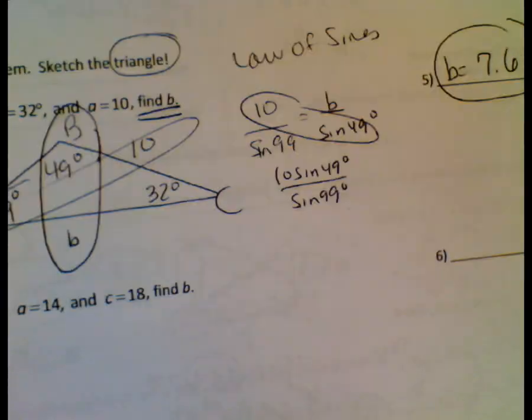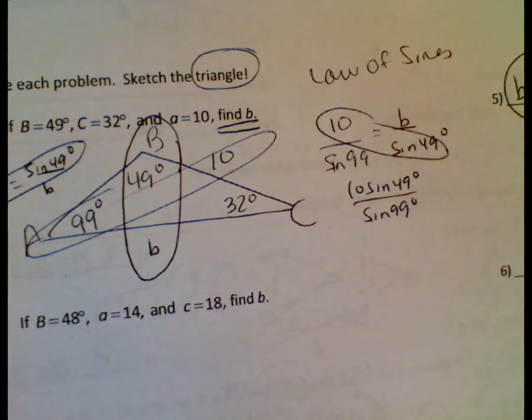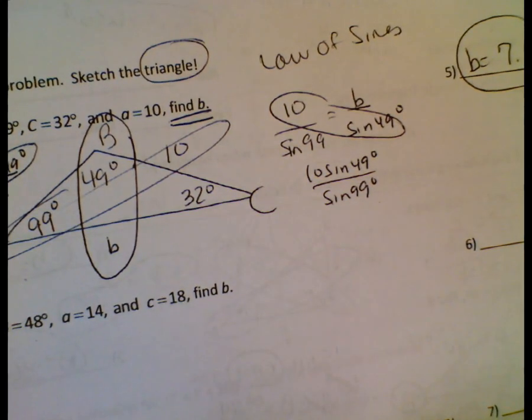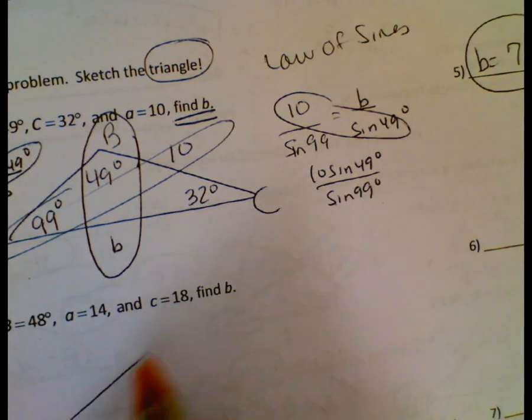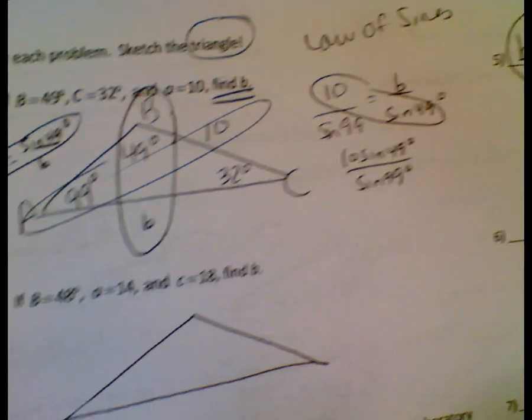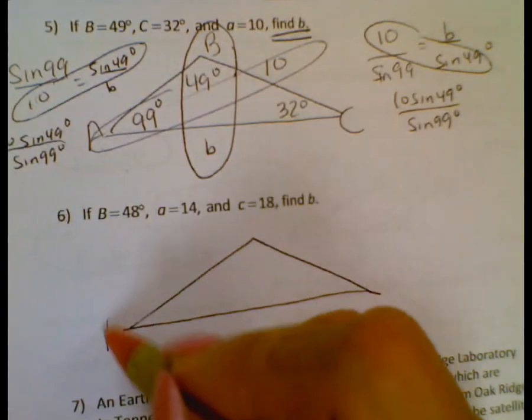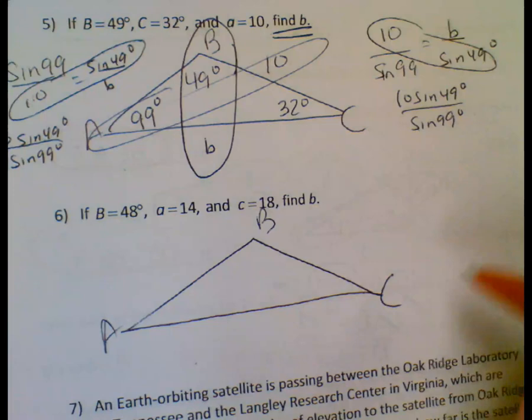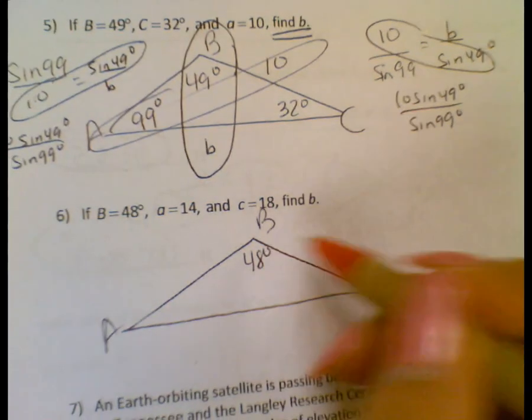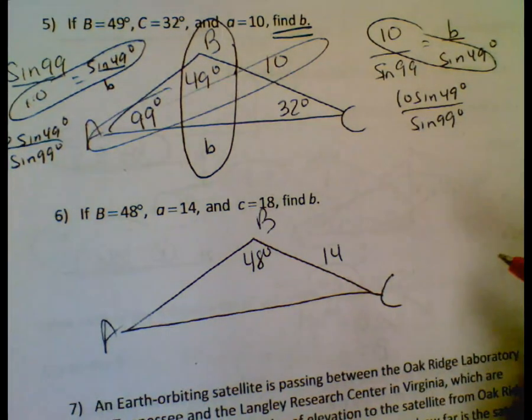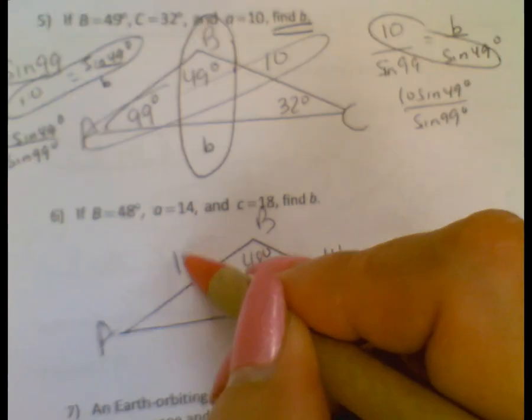All right, new triangle. Are you guys okay with that one? Who likes law of sines the best? Okay, triangle. Next problem, number 6. Label it ABC. They gave us angle B. They gave us side A. And they gave us side C.